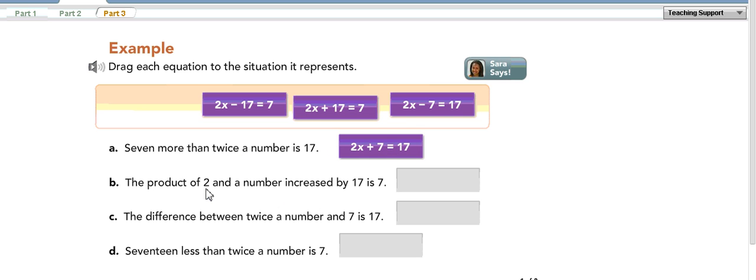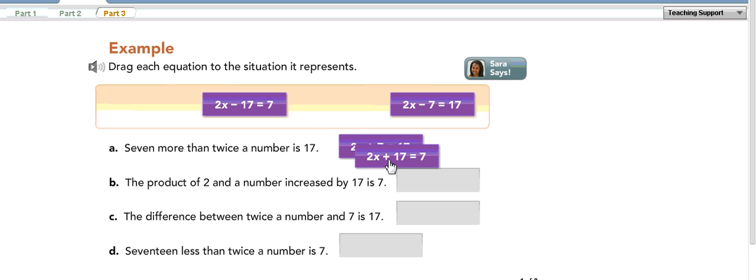The product of 2 and a number increased by 17 is 7. So I know is 7. The product of 2 and a number, again multiplying 2 and a number, increased by 17. Well, that would be adding 17. So we've already narrowed it down to 2, so these next two should be a pretty easy thing.